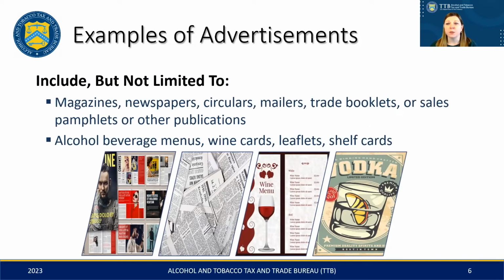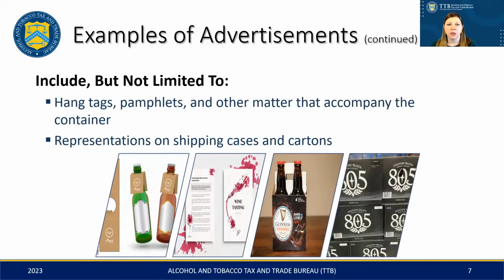Now, we are going to go over some examples of advertisements that TTB regulates, which include magazines, newspapers, circulars, or mailers, trade booklets, sales pamphlets, or other publications, and alcohol beverage menus, wine cards, leaflets, shelf cards, or shelf talkers. Hang tags, bottle cones, pamphlets, and other material that go with the container, and representations on cases and cartons, such as shipping cases that do not constitute labeling.